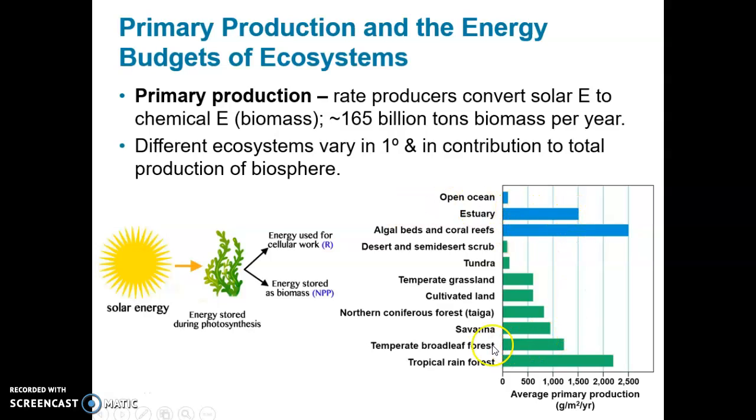Estuaries are very productive. Temperate broadleaf forests are productive. Savanna are productive. Northern coniferous forest, taiga, are productive. Cultivated lands, temperate grasslands. And it drops considerably for tundra, desert, and semi-desert scrub, and the open ocean, simply because of temperature, minimal or reduced rainfall, or because there's really not much of a substrate in the open ocean for things to grow on in terms of the primary producers. They're simply floating on the surface.